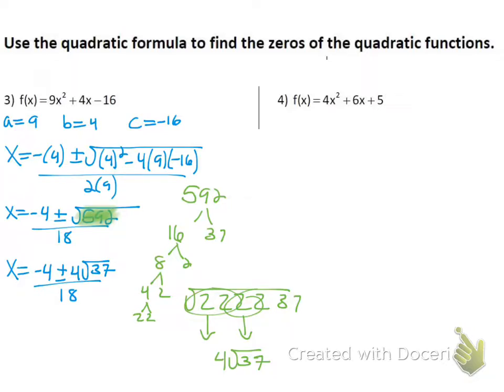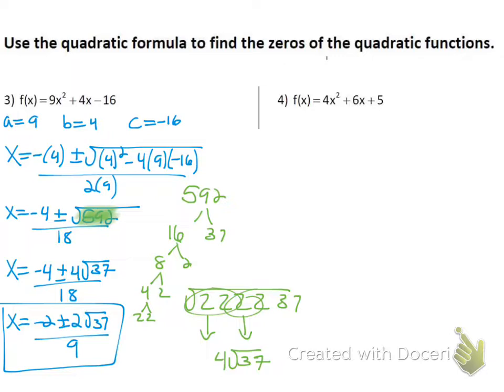Now, unlike the previous problems, I can't actually get rational answers here. The only thing that I can do is reduce this. The square root symbol protects the 37. So I'm just looking at the negative 4, the 4, and the 18. What number goes into all 3 of those? The answer to that is 2. So I need to divide each one of these numbers, the negative 4, the 4, and the 18 by 2, to get negative 2 plus or minus 2 rad 37 all over 9.